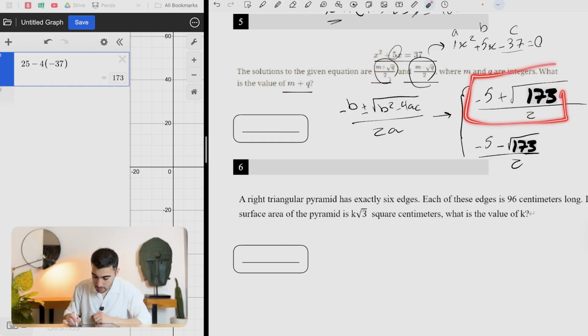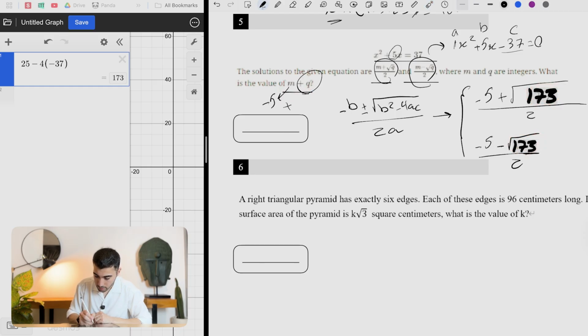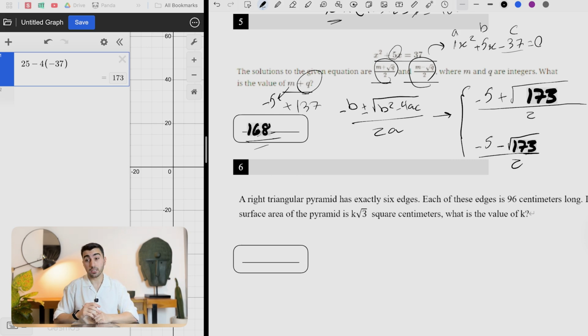Now that they are already in that form, we can see that m is negative 5, and q, which is under the square root, is 137. So what we're looking for is m plus q. All right, so m negative 5 plus q 137. That's going to give us 132 as the answer. That's how you do this question.